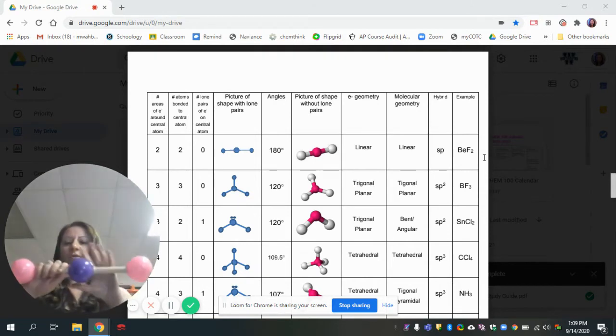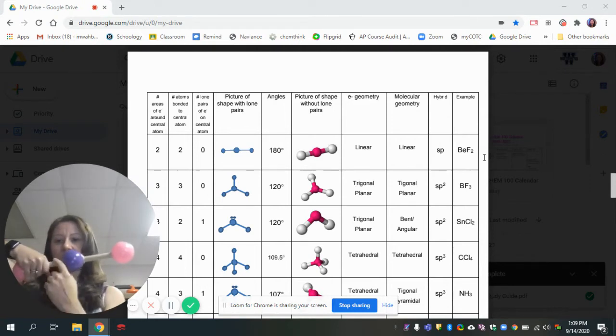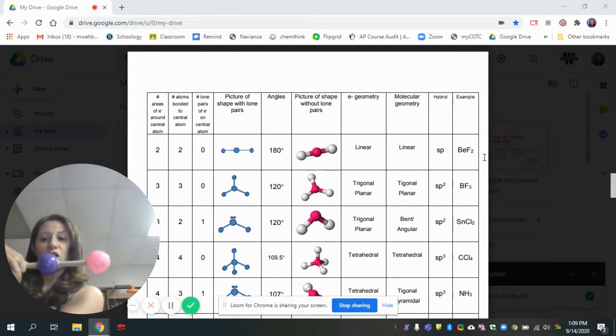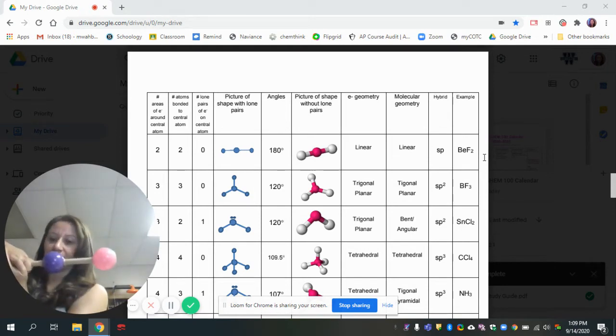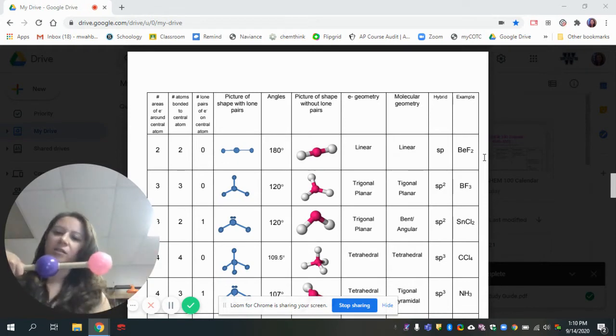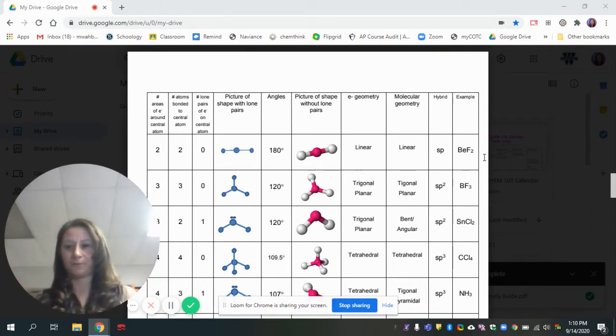Just for fun, if I were to remove one of these, so I have two areas of electrons, right? But I only have one bond. What shape would that make? Still linear, right? So whenever you have two atoms bonded together, no matter how many total areas of electrons or anything else, if there's only two atoms bonded together, they're going to make a line. So it's going to be linear. Okay, now let's look at three areas of electrons.